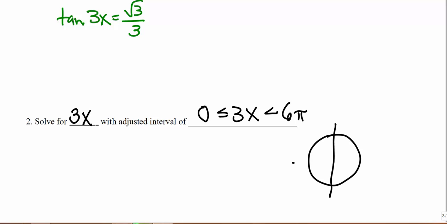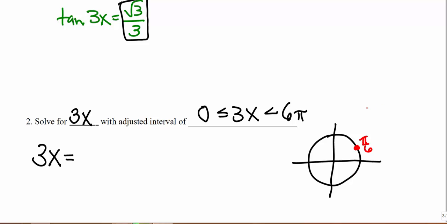The angle that we're referring to here, so we're solving for 3x. We want to know what the input angle has to be. We want to know what angles are going to give us this tangent value of square root of 3 over 3. So what reference angle family is this referring to? This is our 30-degree angle family, or because we're talking about radians, this is the pi over 6 family.